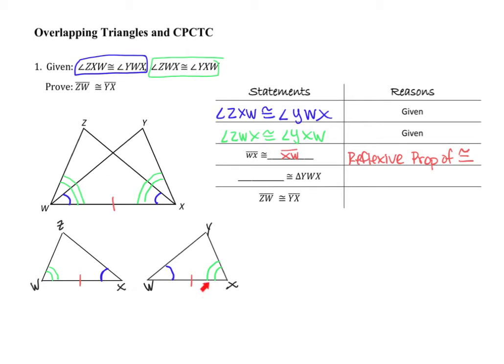What postulate or theorem justifies their congruence? I can say that triangle ZXW is congruent to YWX by angle, side, angle, triangle congruence postulate. So now that the triangles are congruent, their corresponding parts will also be congruent. So that means now that segment ZW is congruent to segment YX by corresponding parts of congruent triangles being congruent.